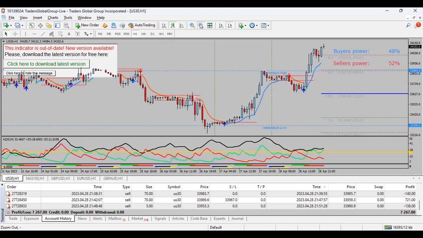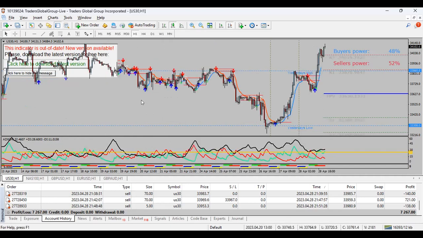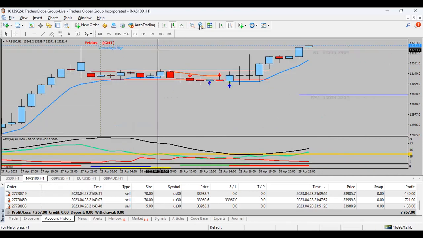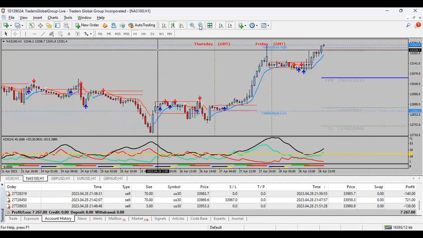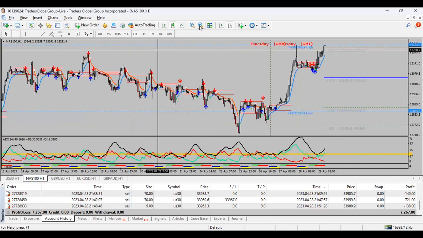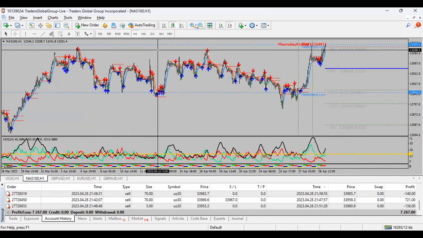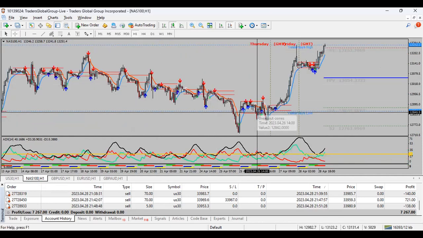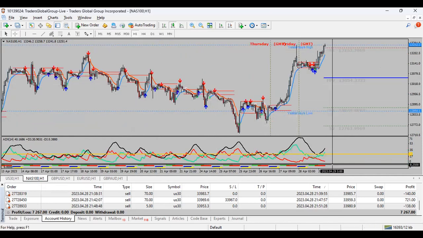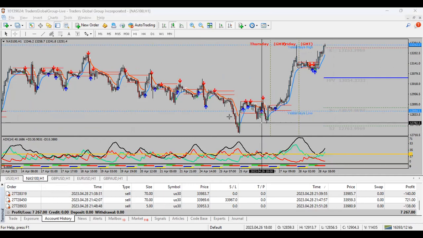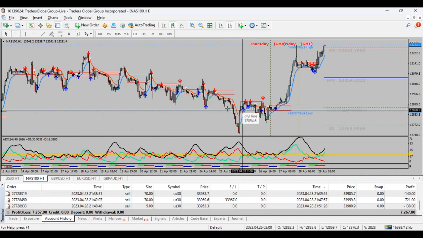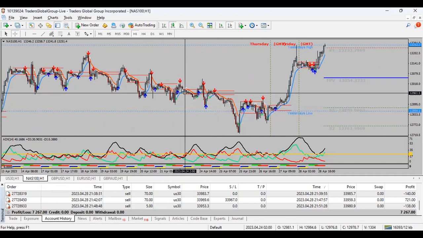So NAS and US30 are the pairs that I like to trade for indices. I'll go over it briefly with you guys so you can see what my mindset is with trading, right? So looking at the beginning of the week, let me see, what was Monday? Monday was the 24th. So let's go back right here. So Monday was the 24th, right?